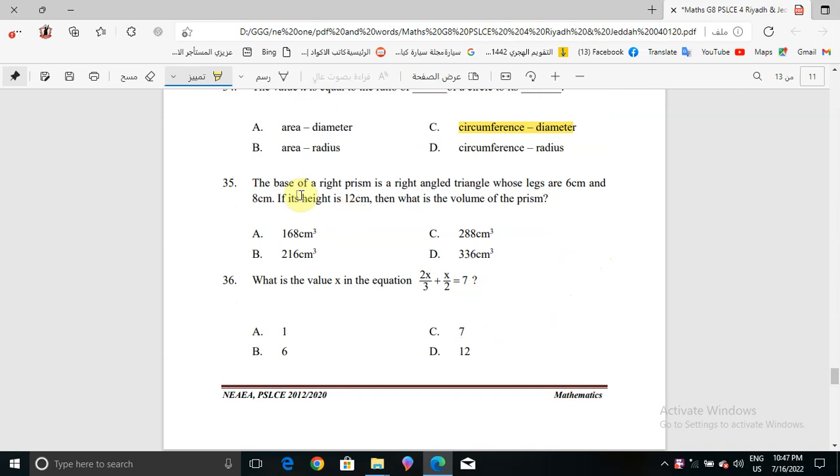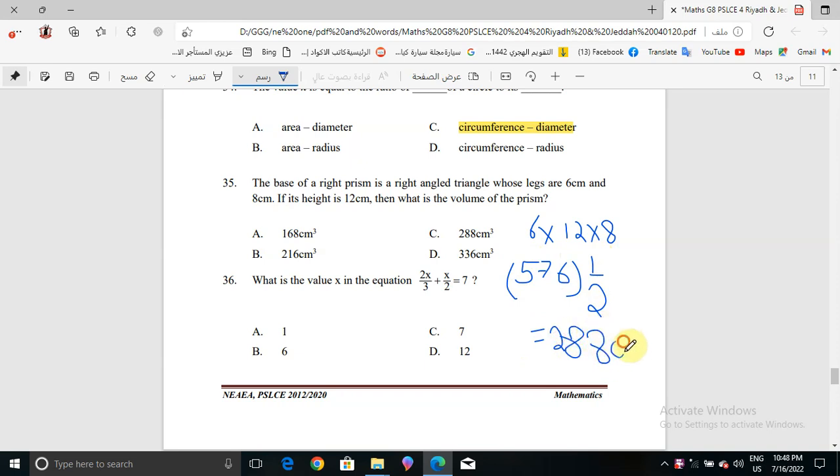Okay, now question number 35, it says the base of a right prism is a right-angle triangle whose legs are 6 cm and 8 cm. If its height is 12 cm, then what is the volume of the prism? Here we will do 6 times 12 times 8, which gives 576, then multiply by 1 over 2, and you will get 288 centimeters cubed. So this answer is choice C.